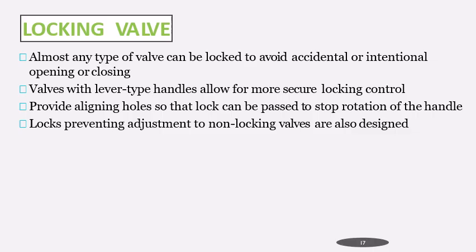Next is the locking valve. Almost all types of valve can be locked to avoid accidental or intentional openings or closings. Valves with lever type handles allow for more secure locking controls and provide aligning holes so that a lock can be passed through to stop rotation of the handle. Locks preventing adjustments to non-locking valves are also designed.